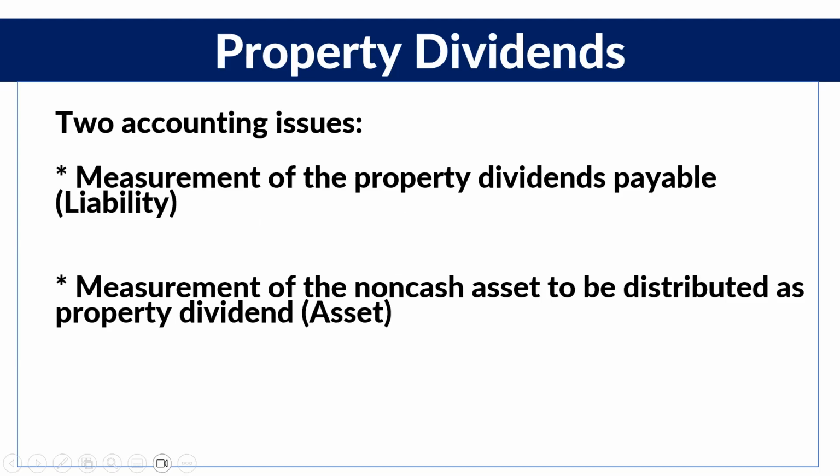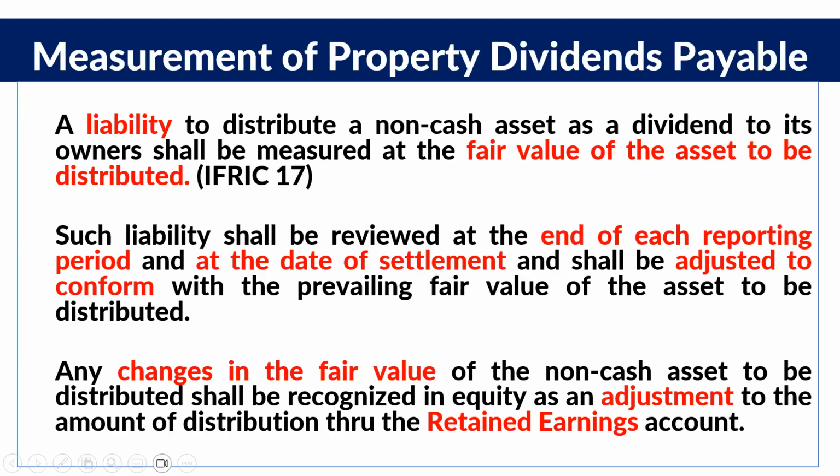Now, there are two accounting issues related to property dividends. One is the measurement of the property dividends payable: what should be recognized as a liability? And the other is the measurement of the non-cash asset to be distributed as property dividend. At what amount do we recognize it? What value do we take for the asset that we will distribute to our shareholders?